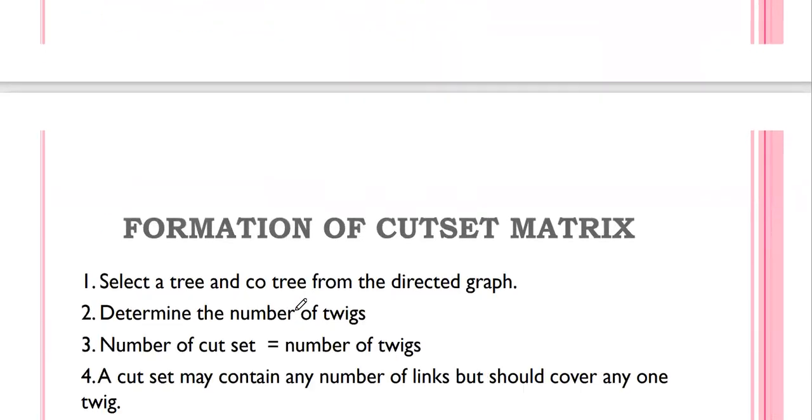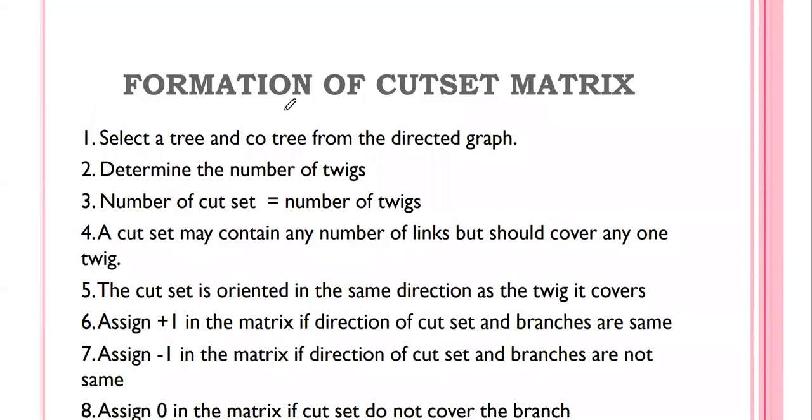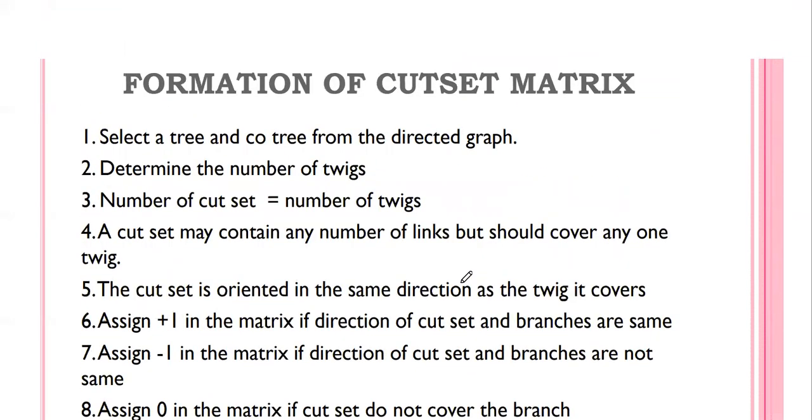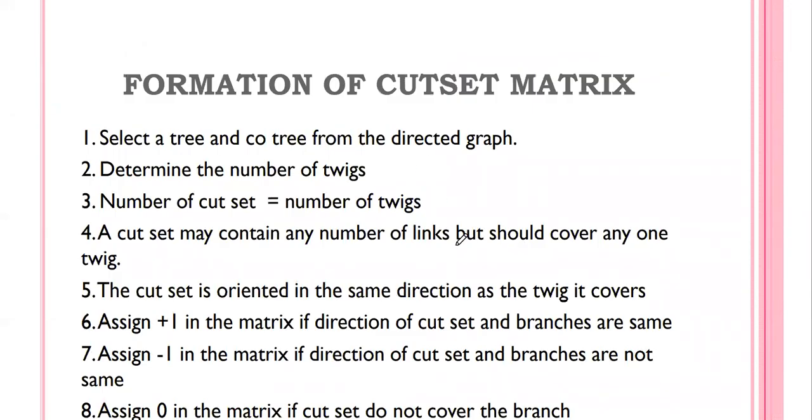Then the next one, what is the procedure to form the cut set matrix? We are going to see. Already, to form the tie set matrix, we discussed the procedure, so you already know. We have to first draw a tree and co-tree. Then we have to determine the number of links. Here it is just the opposite, so here we have to determine the number of twigs.